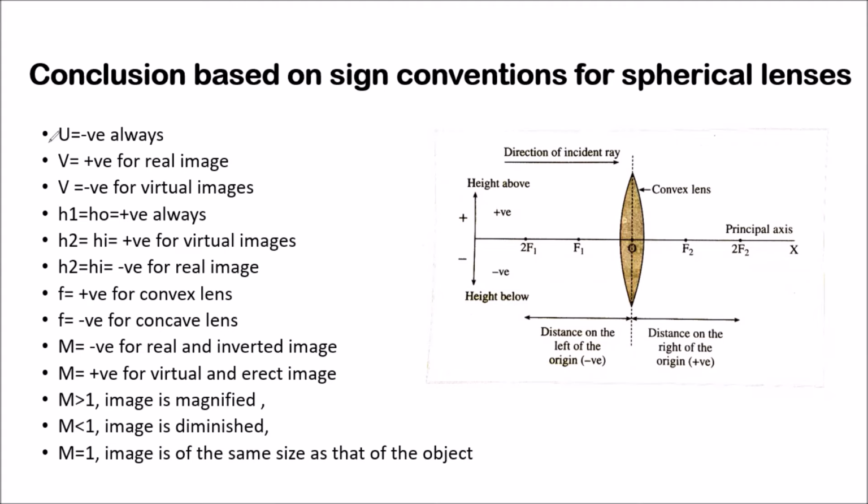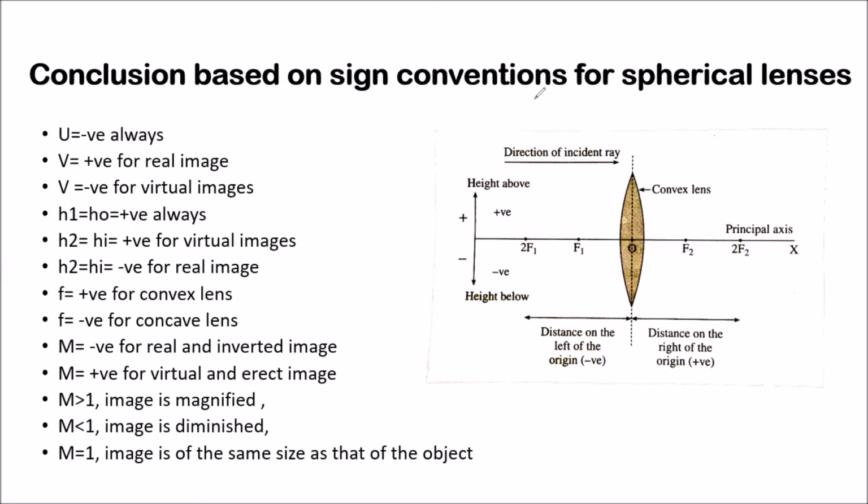So first one, u is object distance, which will always be negative because the object will always be kept on the left side. v can be positive and negative both. It is positive for real images because a real image in the case of lenses will be formed on this end, which is on the right side. So v is positive for real images. v is basically image distance. v is going to be negative for virtual images because virtual images will be formed on this side.